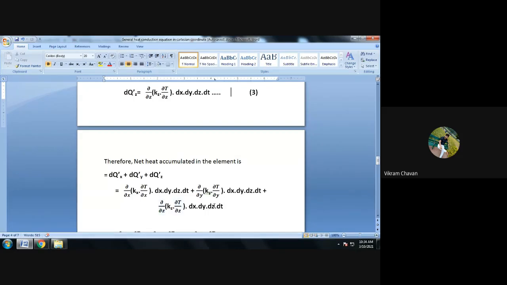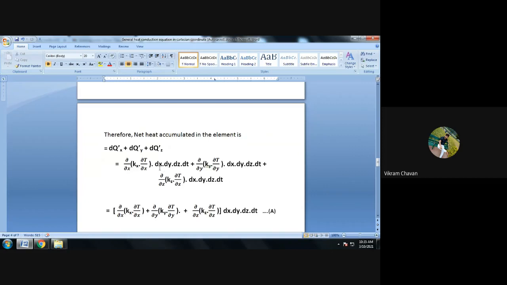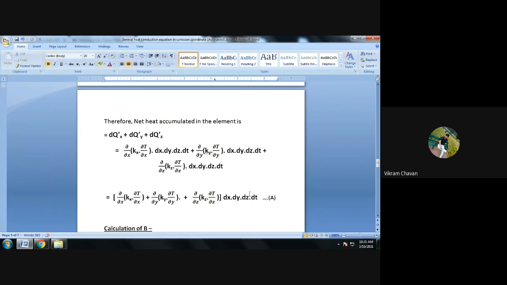Further, if you want to simplify this, just take out the common part. What is common in these three parts of the equation? The common part is dx dy dz multiplied by dt. It is common in all 3 parts. We have taken this outside of the bracket.